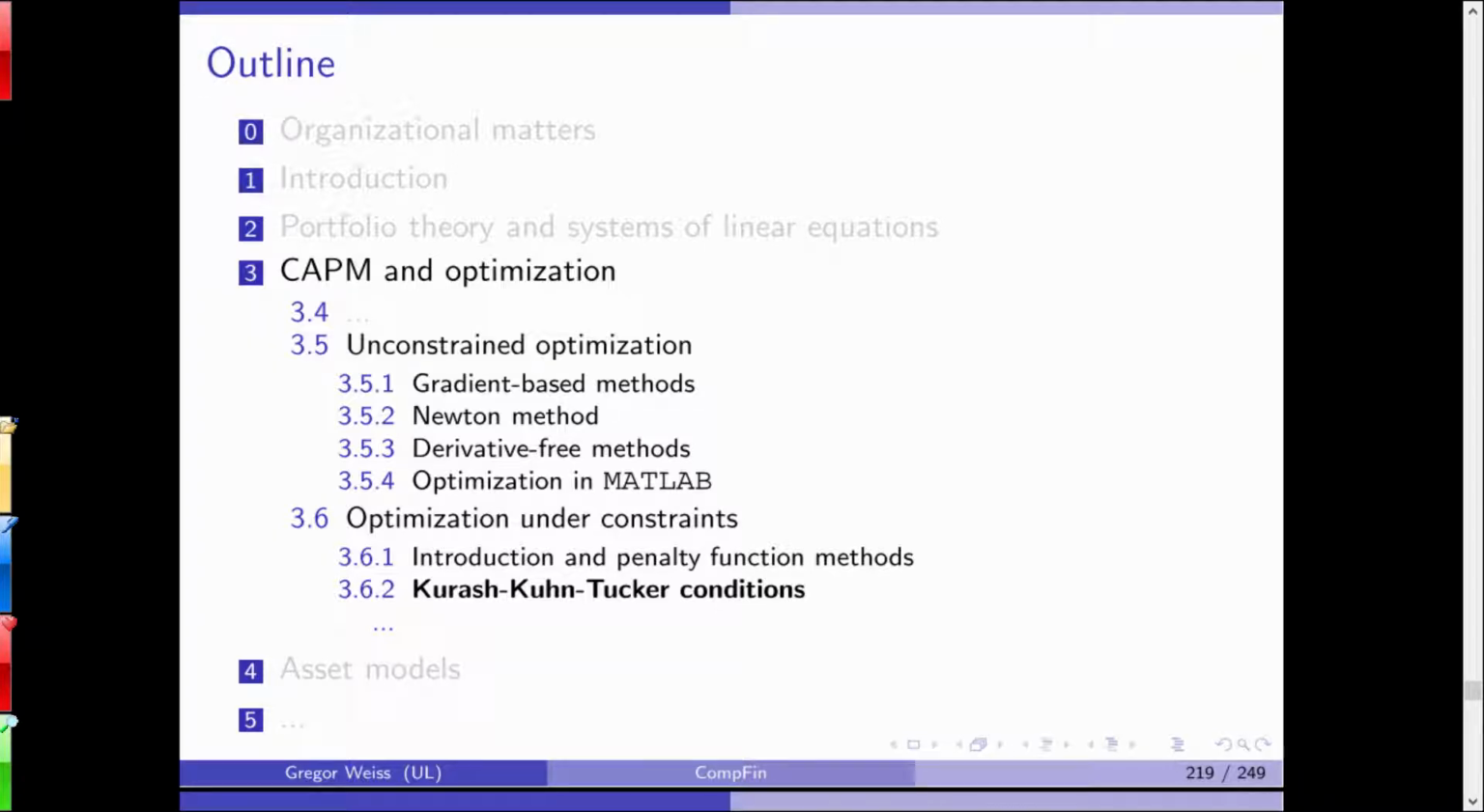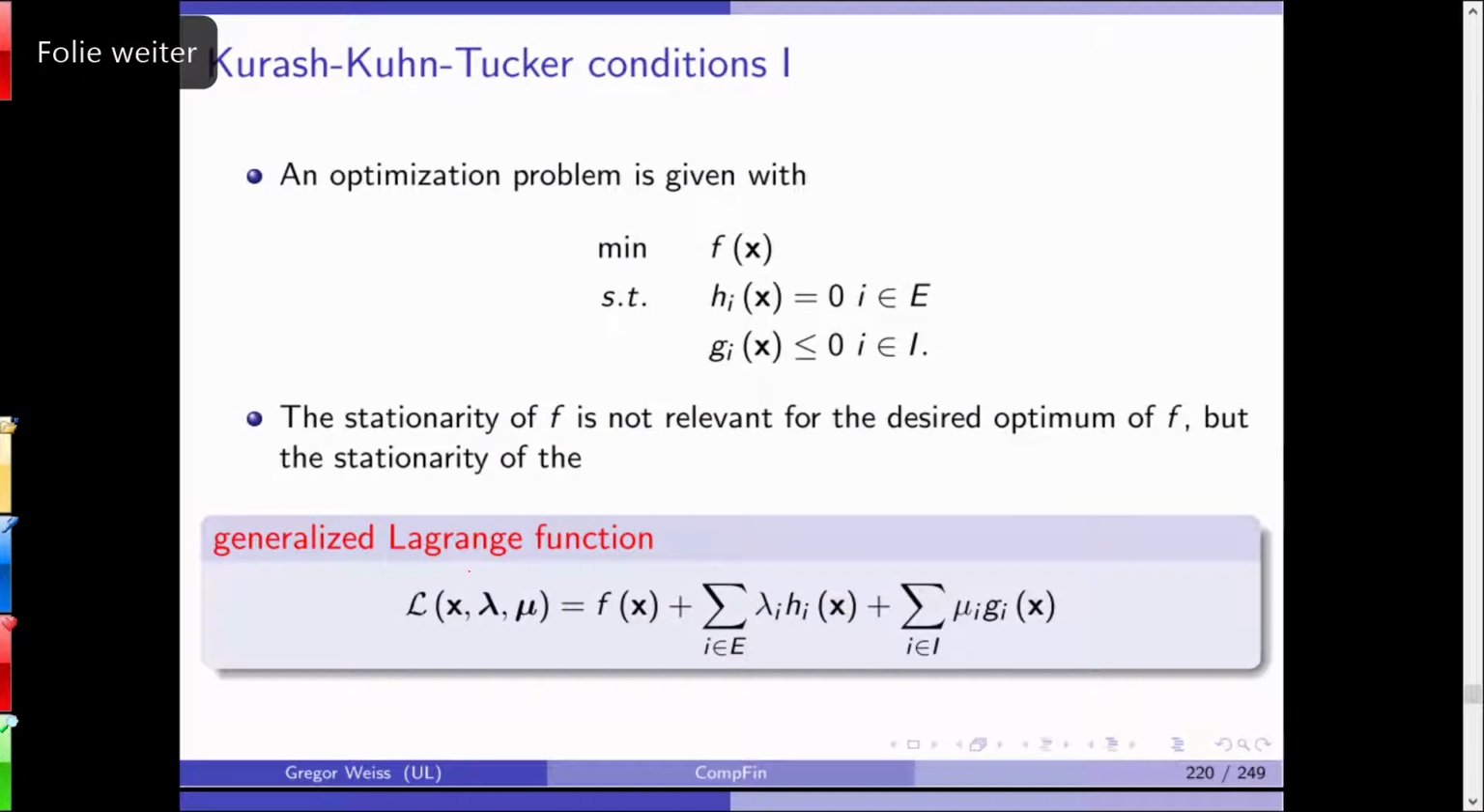Now, let's turn to the Karush-Kuhn-Tucker conditions. We start with an optimization problem that is still given by the minimization of f subject to h equal to 0 and g equal or less than 0. Now the stationarity of f is not relevant, but the stationarity of the so-called generalized Lagrange function.